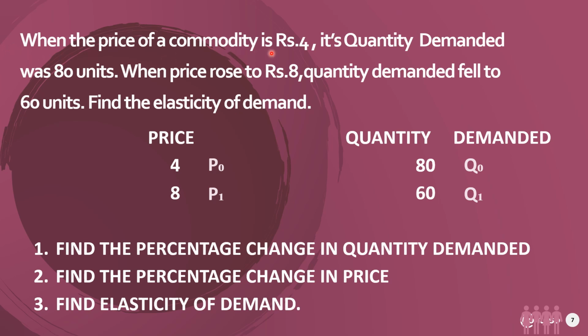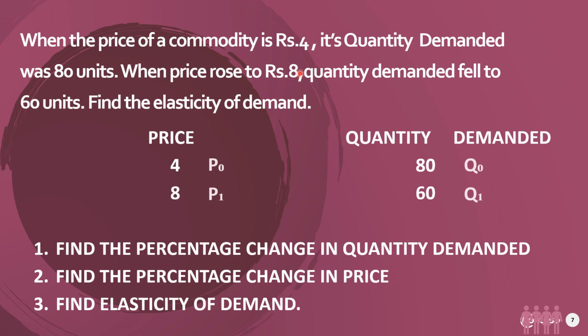When the price of a commodity is rupees 4, its quantity demanded was 80 units. When the price rose to rupees 8, the quantity demanded fell to 60 units. Find the elasticity of demand. We will have to reconstruct the columns. So you see, you make two columns. Read the problem. When the price of a commodity is rupees 4, so the original price is rupees 4, P0. Its quantity demanded is 80 units. So at price rupees 4, the quantity demanded is 80 units.